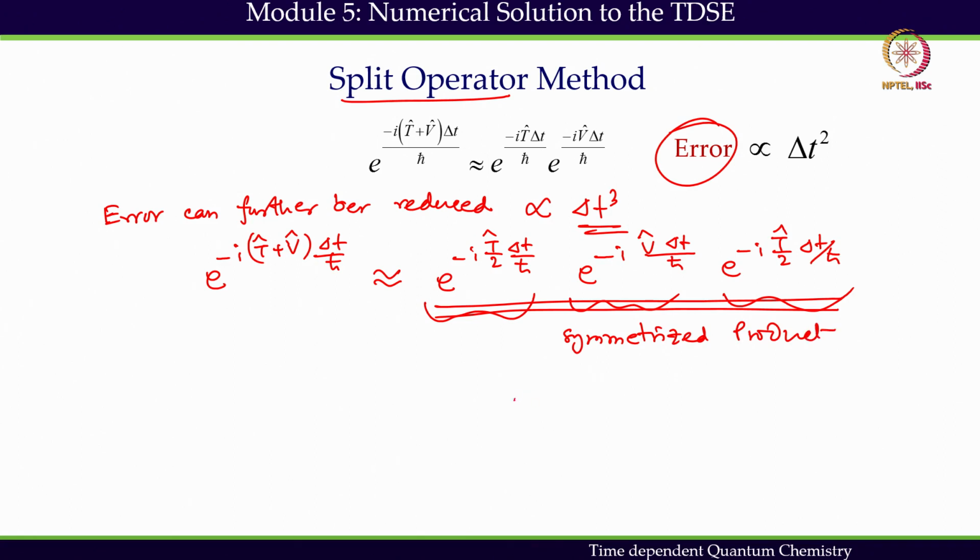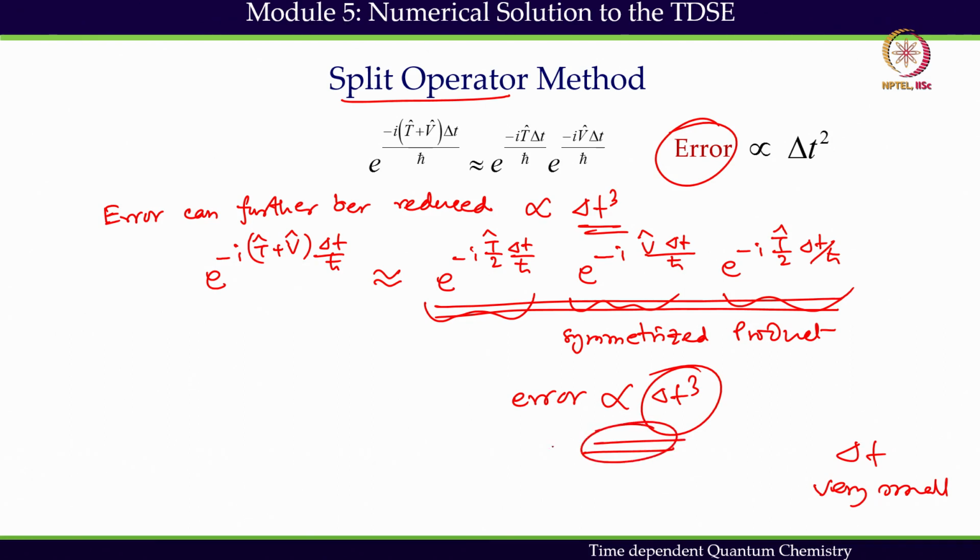then for the error, one can use the same technique through Taylor series expansion. One can prove that the error would be proportional to delta t cube. So, this is a better approximation, because if I take delta t to be very small, then the error would be much smaller here than in the previous one. And we will show the numerical implementation of the time propagator with this symmetrized product in the next session.